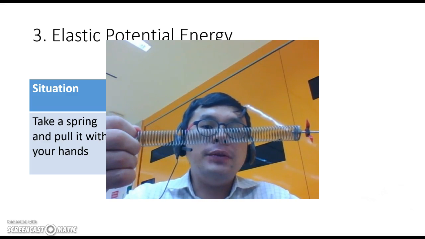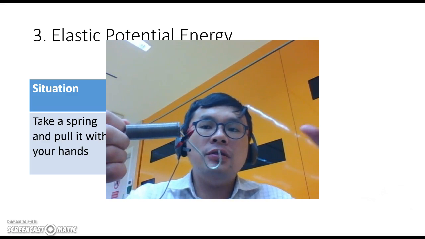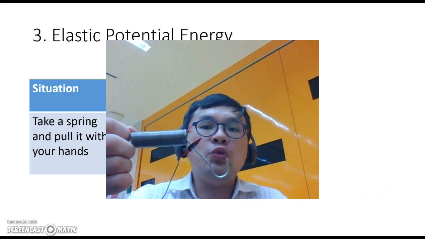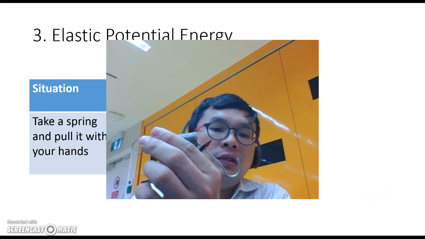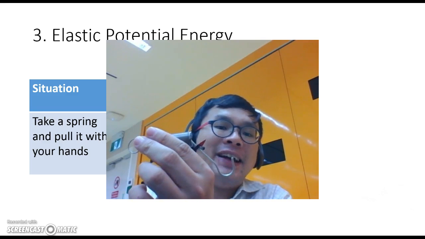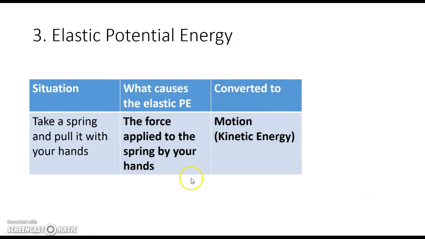Once I let go of the spring, you find that it moves back. The stored energy in the spring is now transformed into the movement of the spring, which most of you may know is called kinetic energy. Just now my hands applied a force to the spring so that it got longer, and that caused some elastic potential energy to be stored inside the spring. Then once I let go, the spring moves, and so the stored elastic potential energy is converted to motion, or kinetic energy.